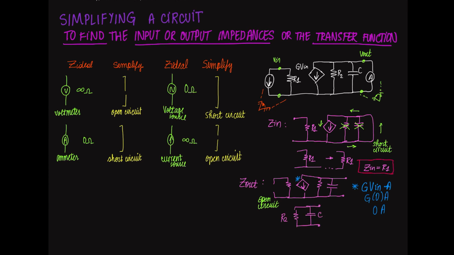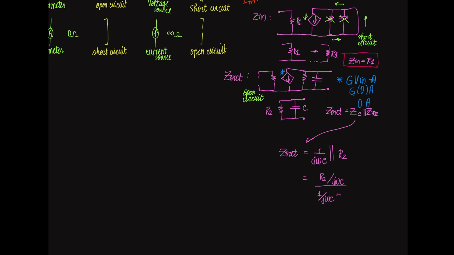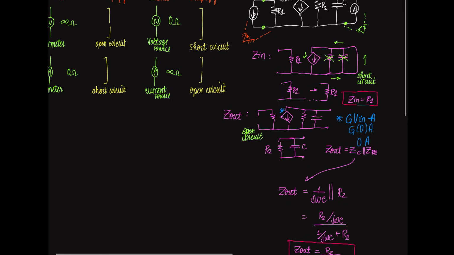To calculate the output impedance, we then have 1 over j omega C in parallel with R2. That's basically R2 times 1 over j omega C divided by R2 plus 1 over j omega C. The output impedance then simplifies to R2 over 1 plus j omega R2 times C.